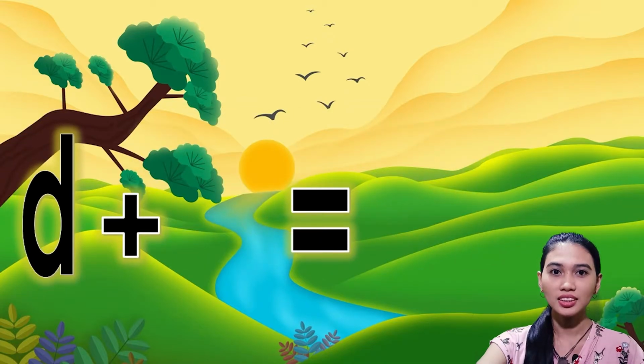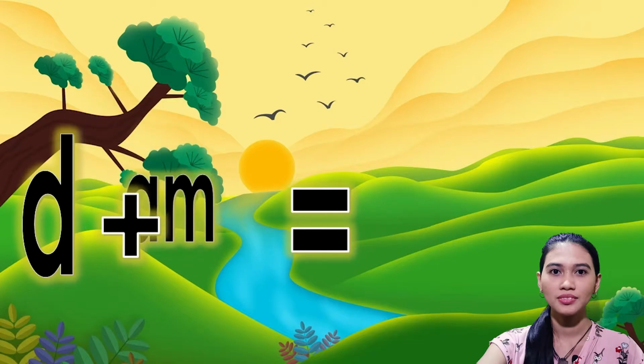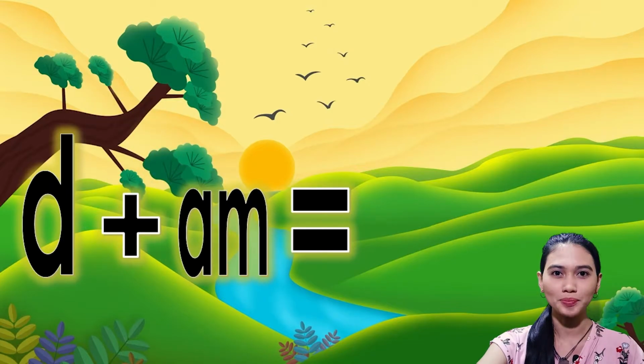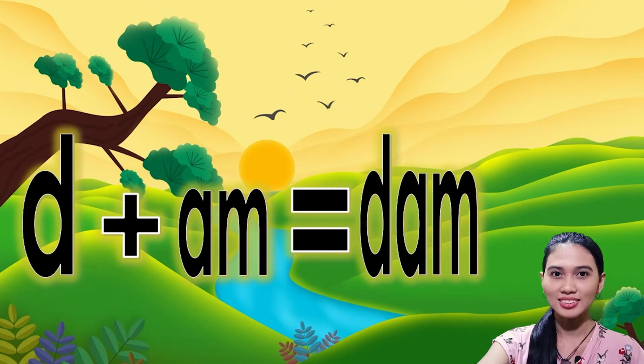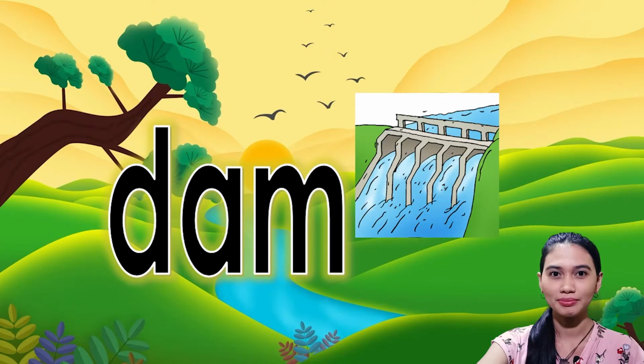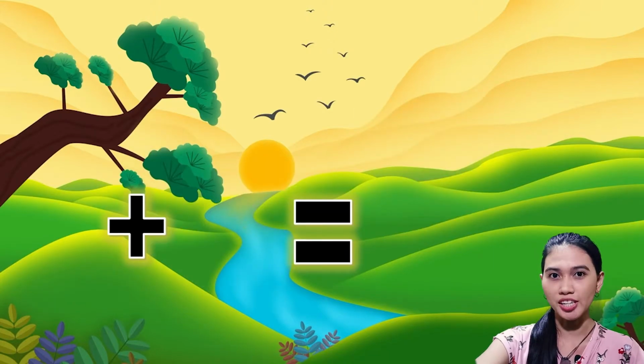D, d, d. Am. D, am. Dam. Dam. Correct. So read it again. Very good. Dam. Next word.